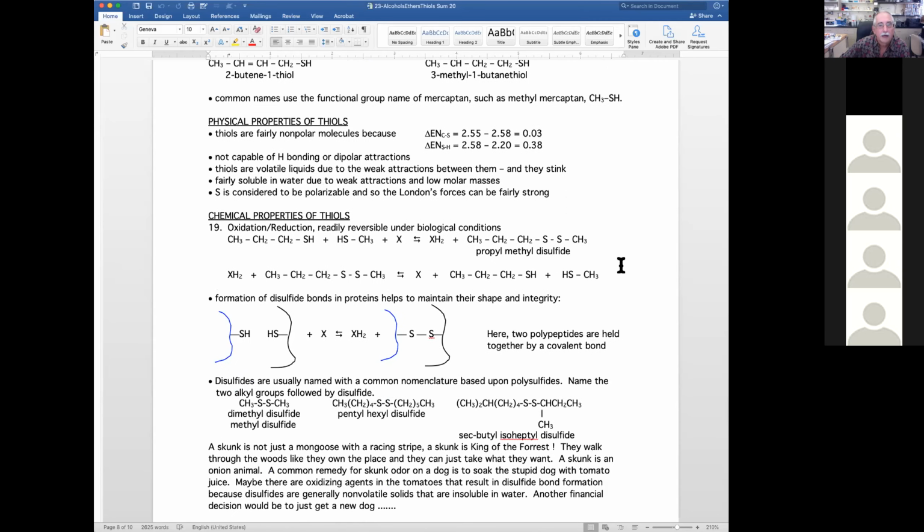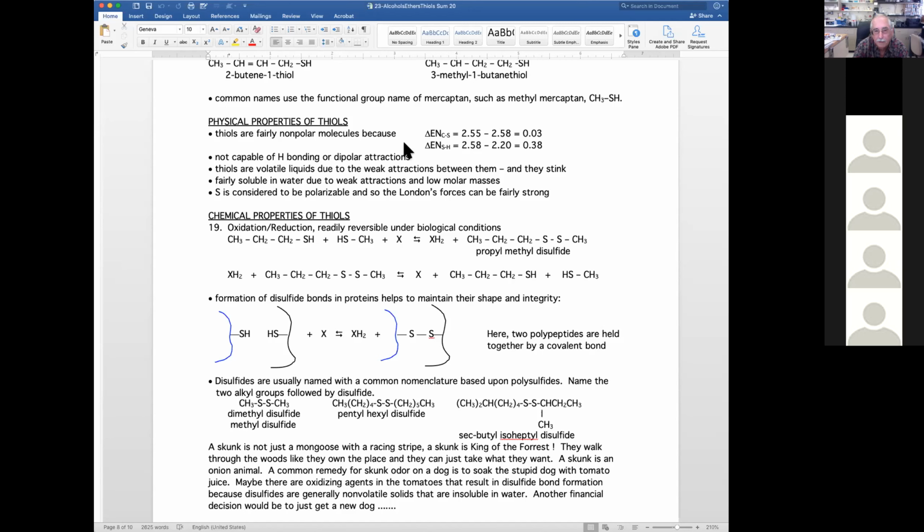And thiols are fairly nonpolar. If you look at the difference in electronegativity, it's really like a carbon and a hydrogen. So they're not capable of hydrogen bonding. They're not capable of dipolar attractions. So thiols are volatile liquids, and they go into the vapor phase, and when they do, they stink. They're fairly soluble in water due to weak attractions and low molar masses.